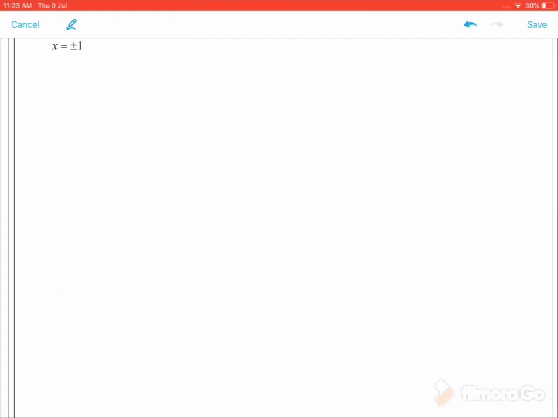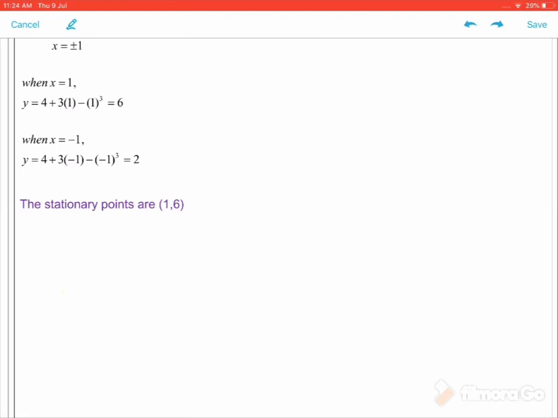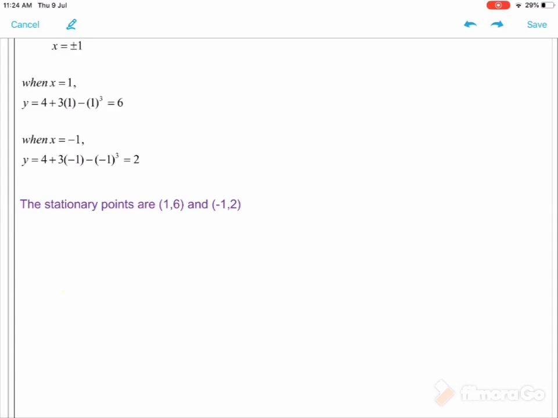By substituting the value of x into our function y, when x equal to 1, y is equal to 4 plus 3 times 1 minus 1 to the power of 3. So you will get the answer 6. Next, when x equal to negative 1, the same thing, we substitute into the function, and you will get the answer for y is equal to 2. So that means the stationary points are (1, 6) and (negative 1, 2).